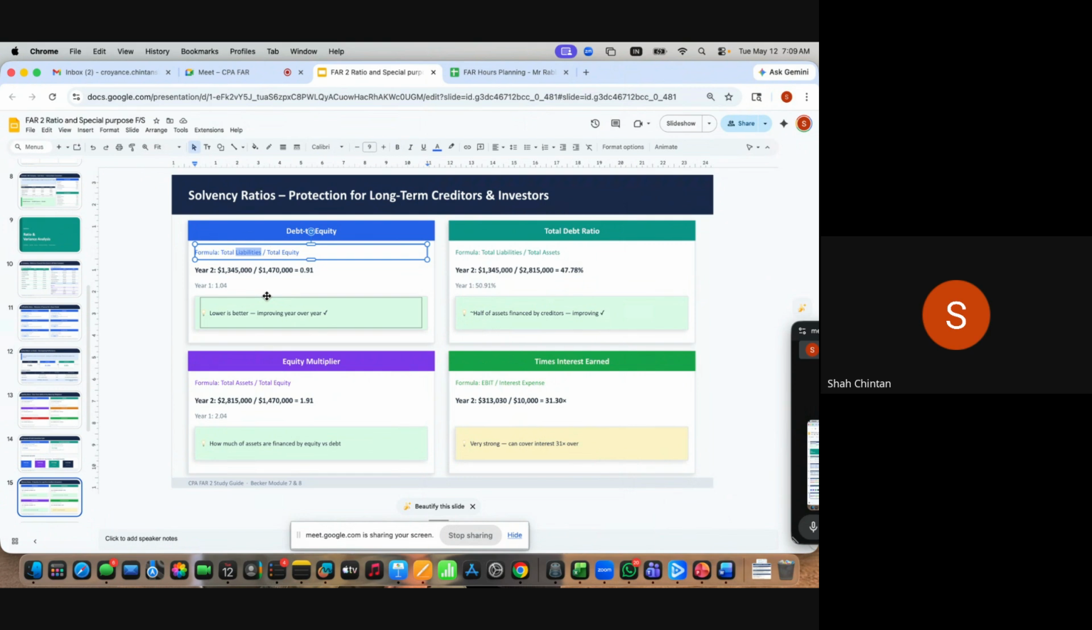क्रेडिटर्स को कब मजा आएगा? जब कंपनी अच्छा कर रही होगी. लेकिन इक्विटी वालों को कब मजा आएगा? जब उनके पास कोई डेट नहीं है, जो भी प्रॉफिट हो रहा है वो उनकी जेब में जाएगा. सो बोथ हैव द अपोजिट इंटरेस्ट.